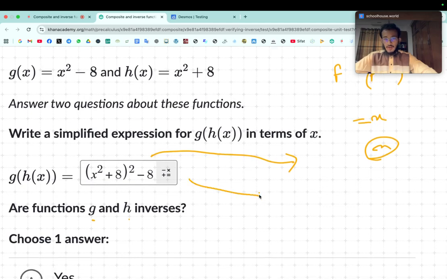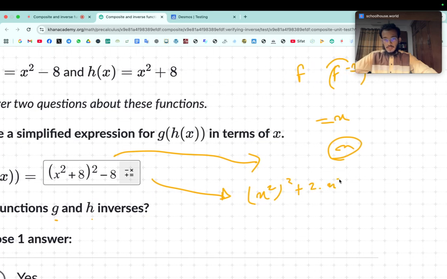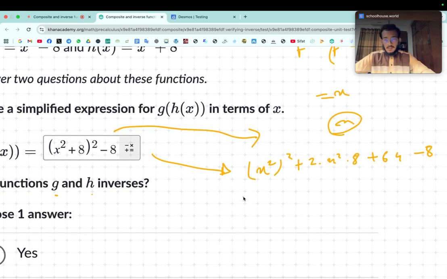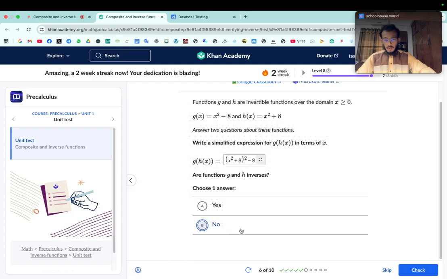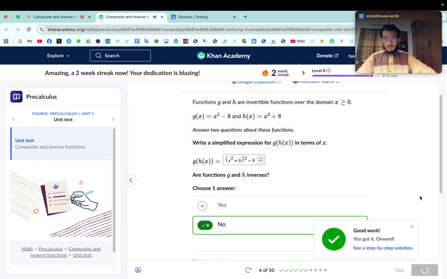In order to verify that, we'll have to simplify. So x squared plus 2 times x squared times 8 plus 64. 8 squared is 64, negative 8. As we can see, this will not simplify to x, which means that they are not inverses. And that's our answer.